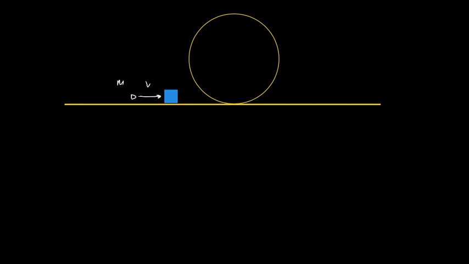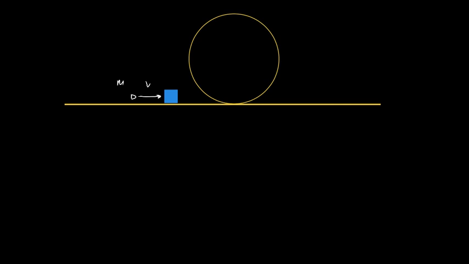A bullet strikes a block and becomes embedded in the block. How fast does the bullet have to be traveling so the block can do the loop without losing contact with the loop? This is one of your first homework questions. There's a lot to unpack here, but the problem is telling you where to begin.